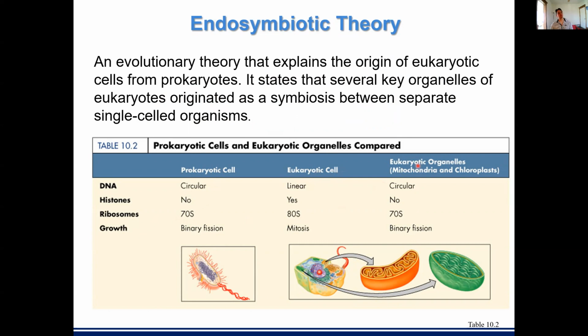Yet the eukaryotic organelles, specifically mitochondria and chloroplasts, also have the 70S ribosome. And then how do these cells typically grow? Prokaryotes typically by binary fission, and eukaryotes typically by mitosis. But these organelles again grow by binary fission. And one really strong piece of evidence is also the DNA. So prokaryotic DNA is circular, eukaryotes typically linear, and then these organelles again circular.